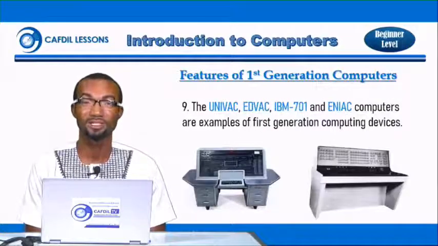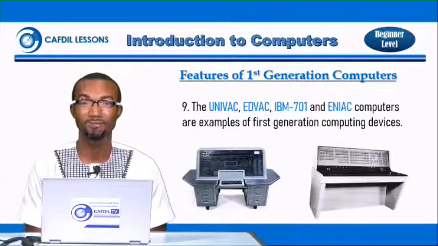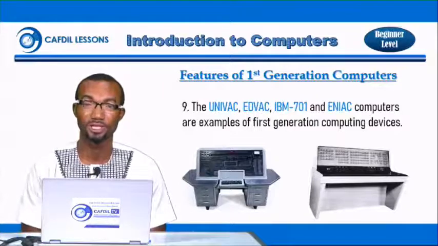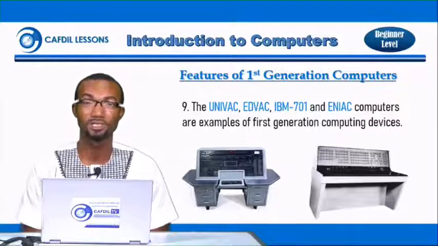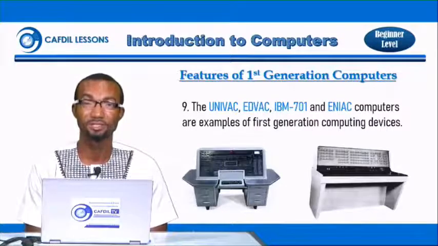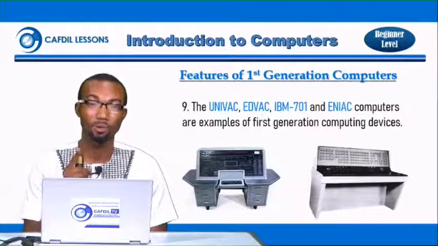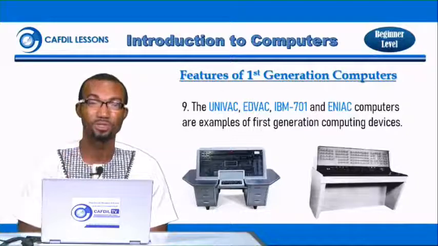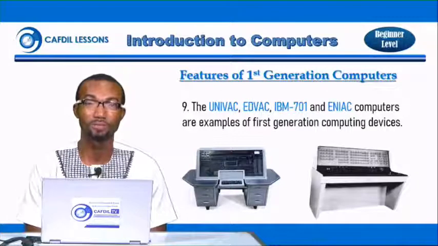Viewers, let's look at some of the examples of first generation computers. So the UNIVAC, the EDVAC, IBM 701 and ENIAC were all examples of first generation computers, and you see the pictures on your screen of how they looked. So viewers, in summary, this is what characterized first generation computers. And as I said, the number one thing that should come to your mind is that they used vacuum tubes as their main electronic component.